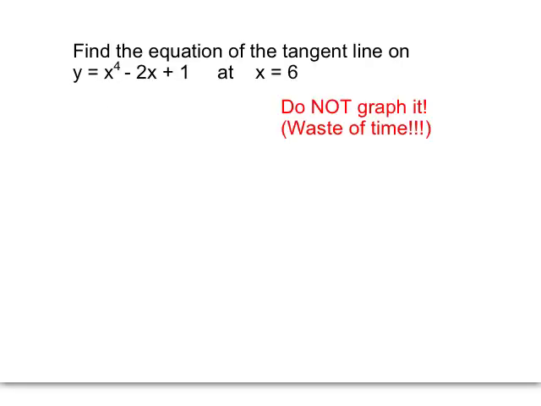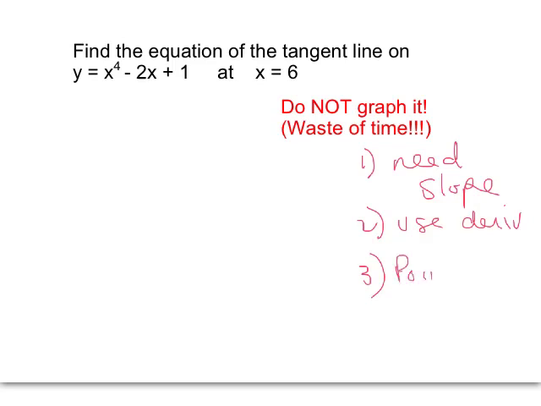All right, find the equation of the tangent line on this function at x equals 6. This is a very standard problem. This will be on all the quizzes and tests as well as the AP exam. Let's set up a goal here, or I guess a strategy. First, we need to find a slope. And of course, we're going to use the derivative. And then we're going to use point slope form that we learned in Algebra 1.